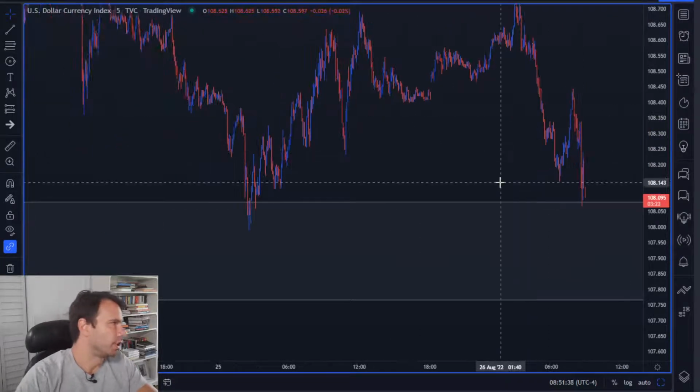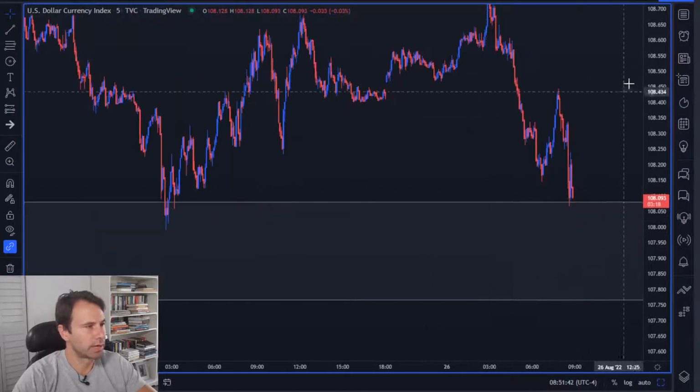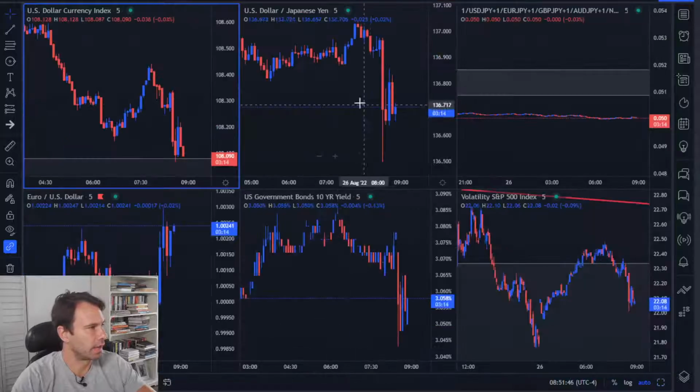So we do have some weakness in the dollar. I'm expecting it to continue, but I need a retracement for it to give me the long entry in the NQ futures.